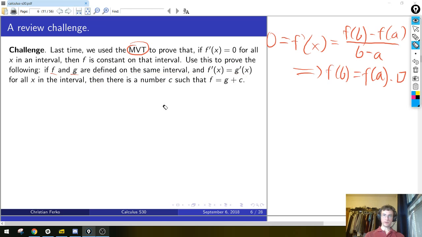Okay, so what do you think? Think about it for a minute, and then if you have an idea, how can we use the result from last time to prove that?